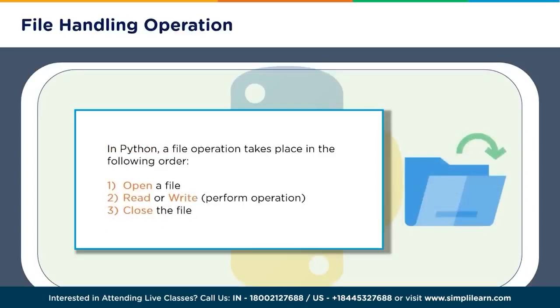Now, in Python, file operation takes place in the following order. In order to work on a file, you have to first open the file. That is the first and foremost step. And then you can perform any read or write operation. And then you have to close the file. So these three primary steps are involved in order to do any operation on a file.